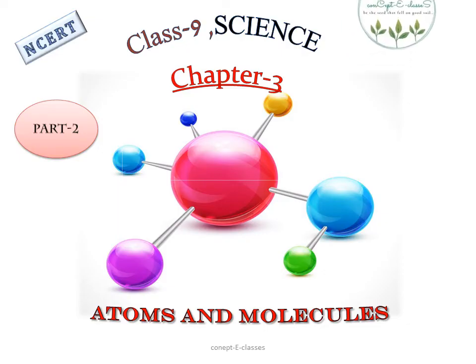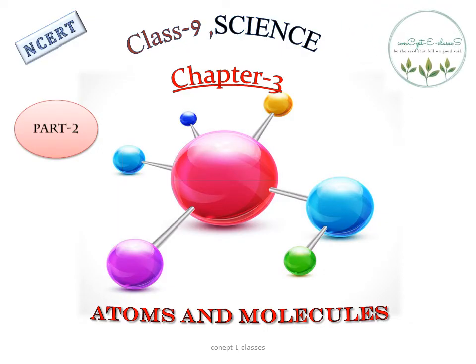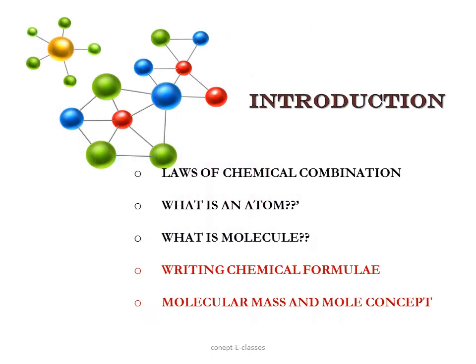This is Concept T classes, and today we'll deal with Part 2 of Chapter 3 in Class 9 Science, Atoms and Molecules. So in the first part we saw about the laws of chemical combination, what is an atom, atomic mass, what is a molecule, the molecules of elements and compounds. In this part we'll see how we write a chemical formula, and we'll study about the molecular mass and mole concept.